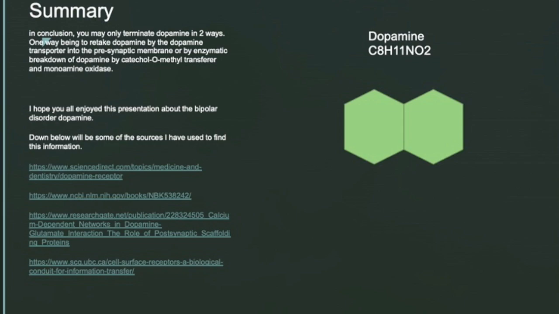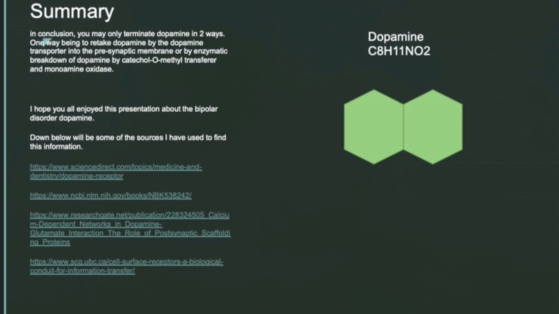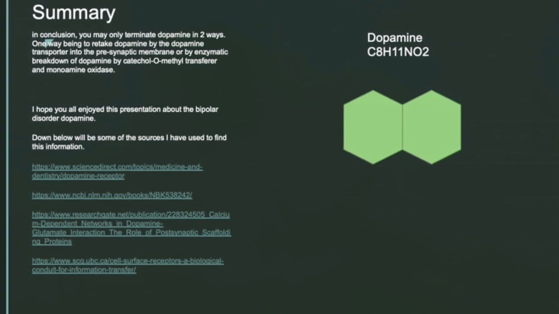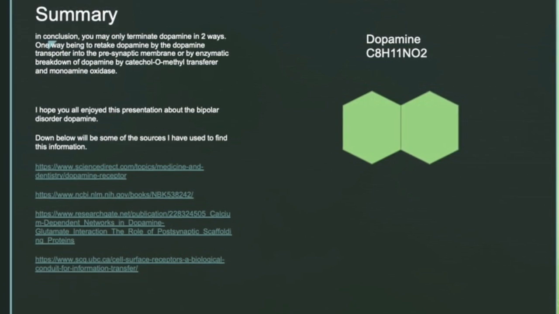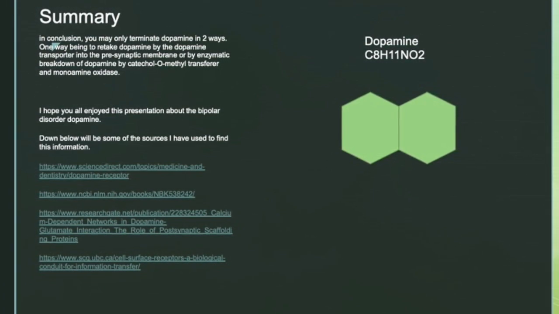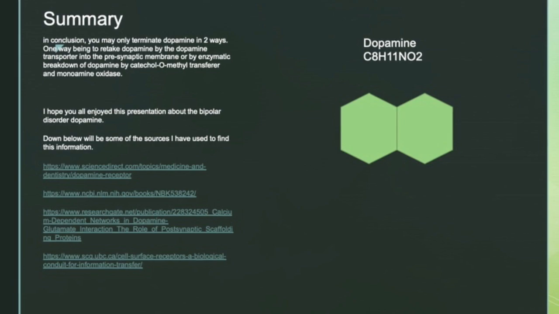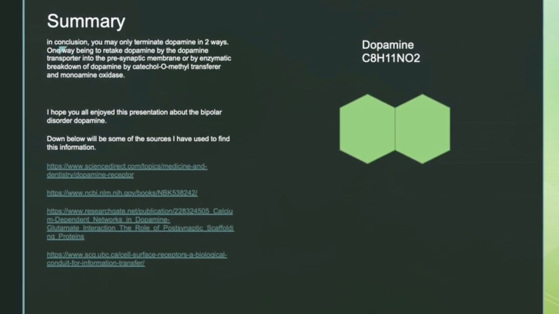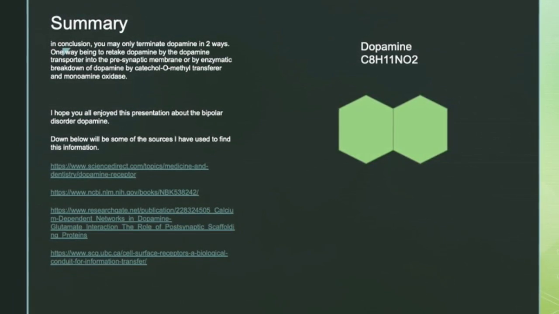In conclusion, you may only terminate dopamine in 2 ways. One way being to retake dopamine by the dopamine transporter into the presynaptic membrane, or by enzymatic breakdown of dopamine by catalytic or methyl transferring to monoamine oxidase.